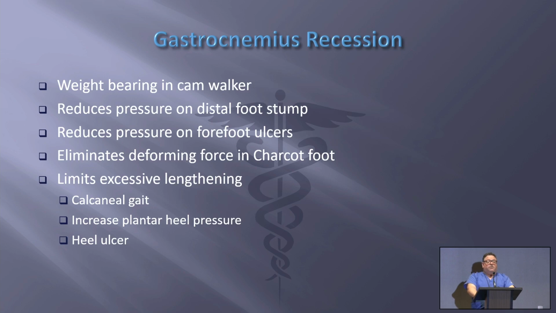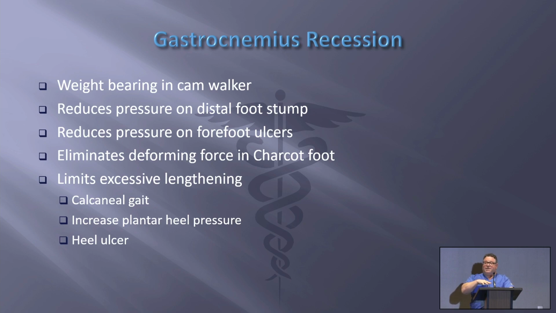So there's two ways to address equinus. You can either do what's called a gastrocnemius recession, or you can do an Achilles tendon lengthening. Gastrocnemius recession is a great procedure. The patient can bear weight in a cam walker. It reduces pressure on the distal foot stump. It reduces pressure on forefoot ulcers. It eliminates the deforming force in a Charcot foot.